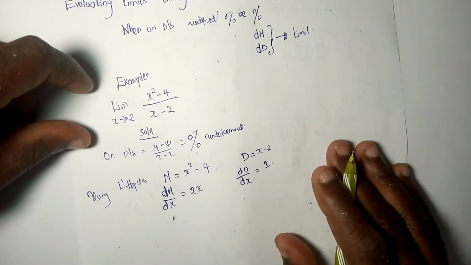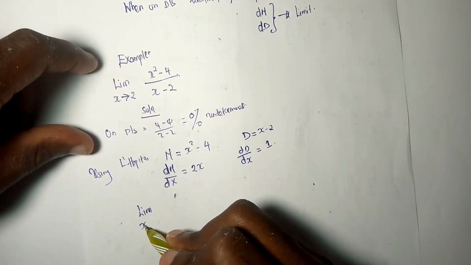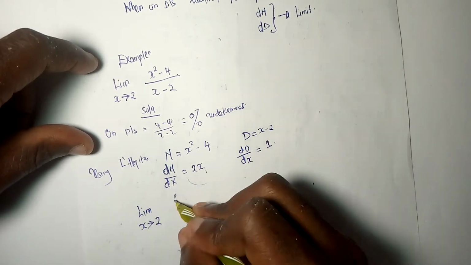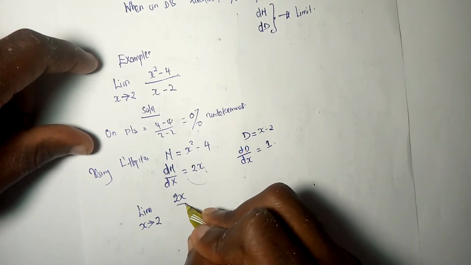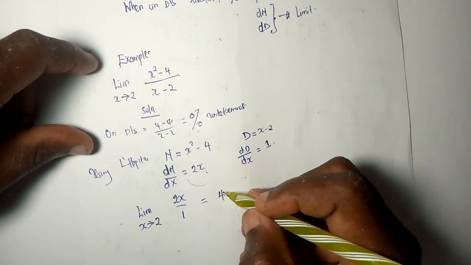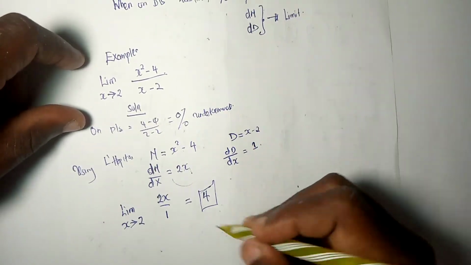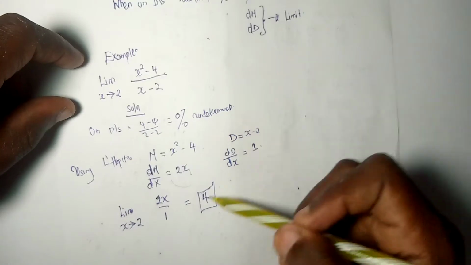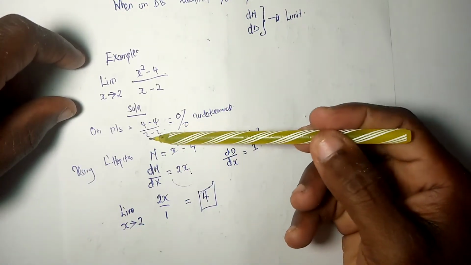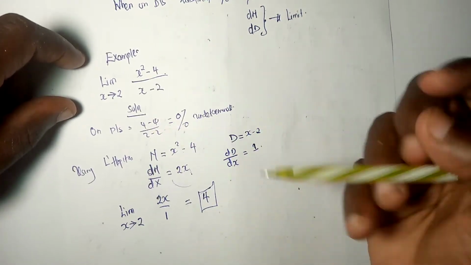So L'Hopital's rule requires that we take the limit as x approaches 2 of the derivative of the numerator over the derivative of the denominator, which is 2x over 1. Then you do the substitution. What do we get? We get the answer as 4. So this is basically L'Hopital's rule, whereby you differentiate the numerator and the denominator once and get an answer.